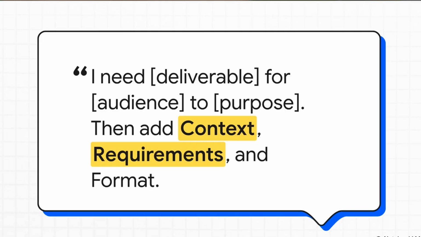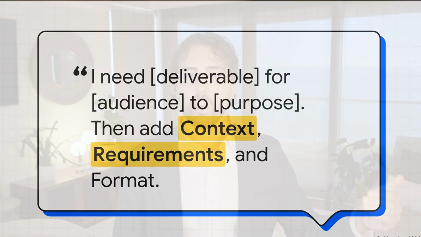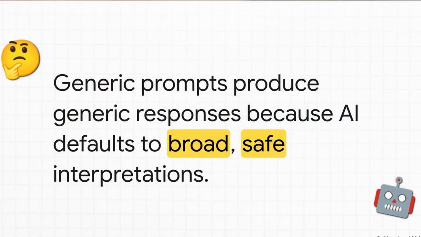So you're saying what you need, what the situation is, and the purpose, and then you're giving it context, requirements, and format. This prompt architecture ensures you never miss that critical element that might give you bad AI output. Okay, so this is another prompt engineering technique that can really enhance what you're getting immediately.